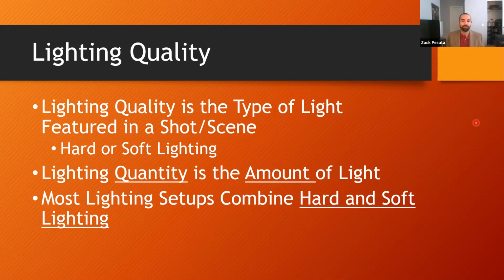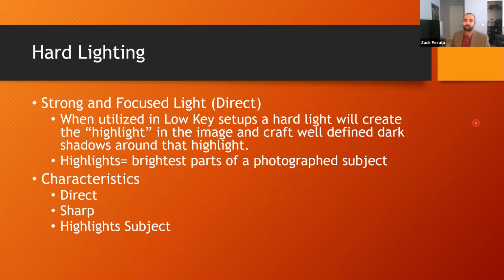And I'm going to talk about the difference between hard and soft lighting, and you'll see how these fold into either using a high tonal contrast or a low tonal contrast. So hard lighting. Hard lighting is strong and focused. It is very direct on the subject. When it's used in a low-key setup, a hard light will create a highlight in the image and create well-defined dark shadows around that highlight.